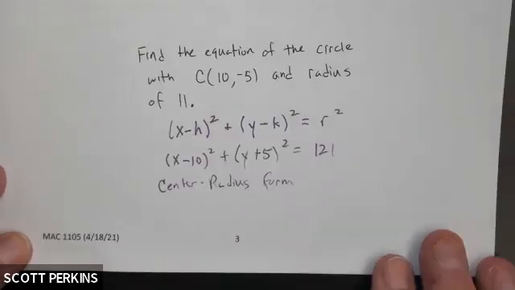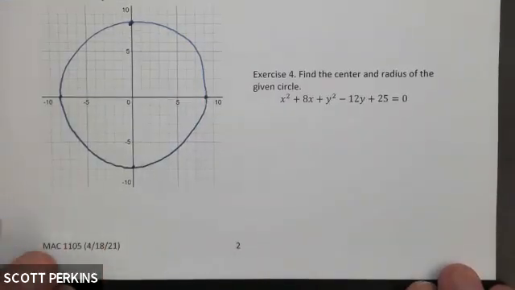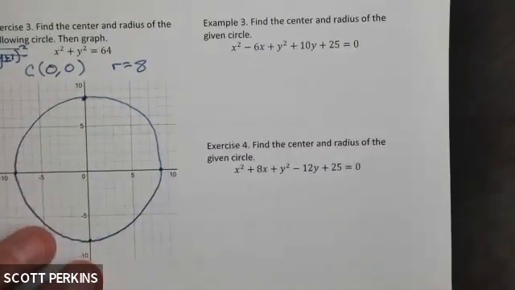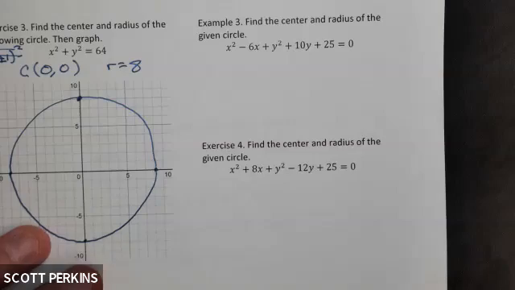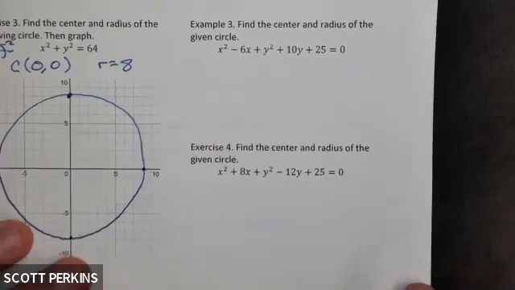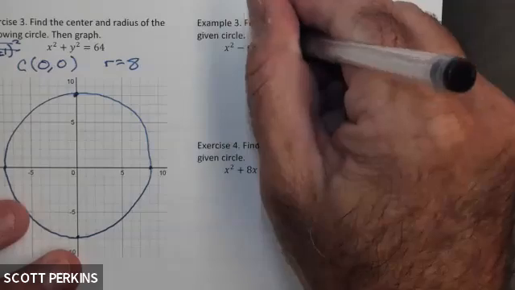So here's the thing though, not all circles are given in that format, and I still want to know what the key characteristics are. So I'm going back to page 2 where we left off, and here's my next example, example 3. I've given you an equation of a circle, and this equation of the circle is given not in center radius form. This one's given in standard form.